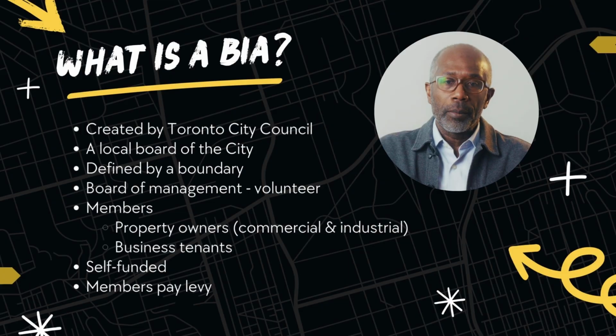A BIA is defined by boundary. So, for example, along Eglinton, a five or six block area. A BIA is operated or run by a board of management, and the board of management is a volunteer board. The members are not paid. The membership consists of commercial and industrial property owners, not residents, and also business tenants within that boundary are also members. BIAs are self-funded. They raise their own funds through the members. The members pay the BIA levy.